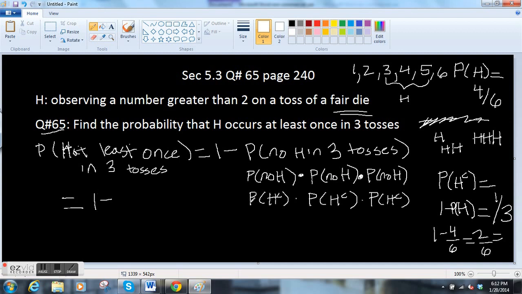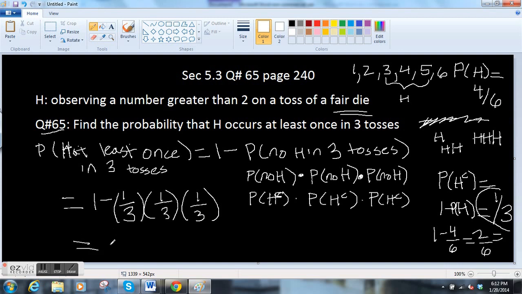So this is 1 minus the probability of H complement, we just said that was 1/3. Remember over here? 1/3 times the probability of H complement on the second toss, that's 1/3. Probability of H complement on the third toss, that's also 1/3. So in this case, that is 1 minus 1/3 to the 3, 1/27, I think, is what the book gives you.